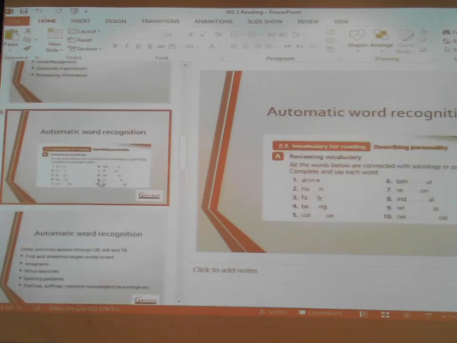So, look. One famous exercise on automatic word recognition. Can you see number 6? Can I automatically guess the missing letters or not? It's a behavior, and I spell it correctly, right? And this is what we want our students to be able to do.